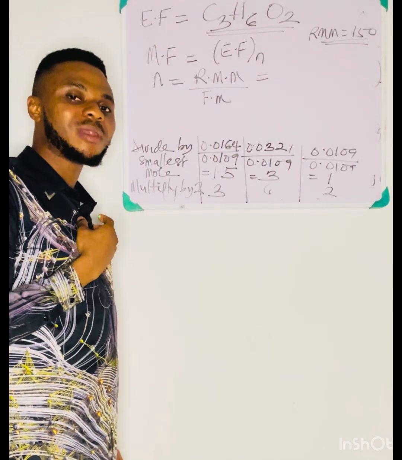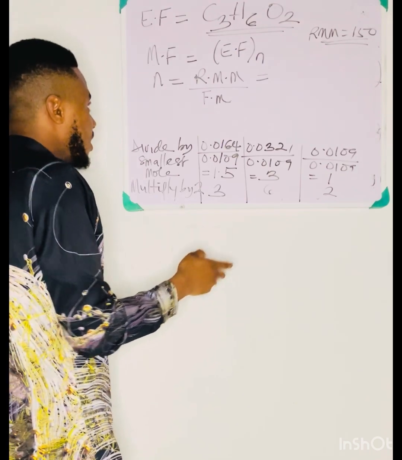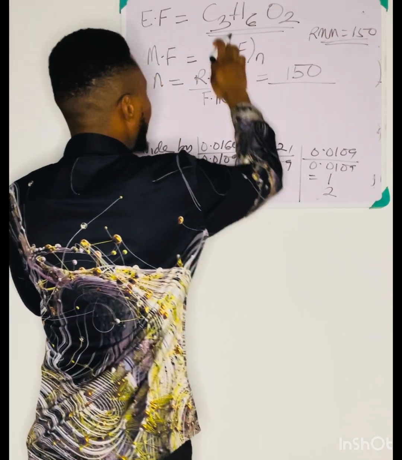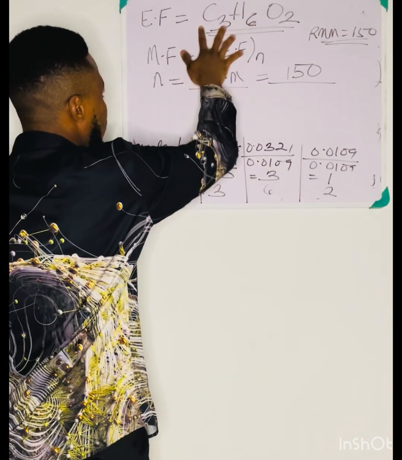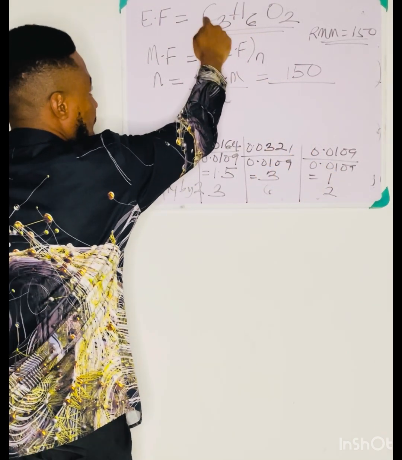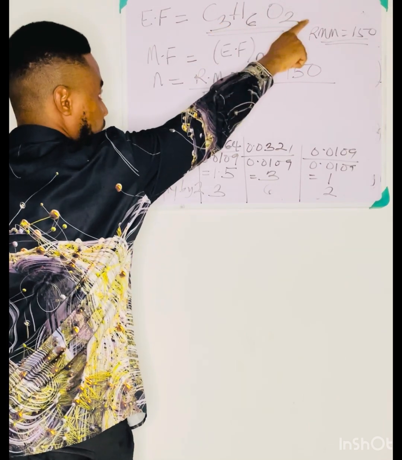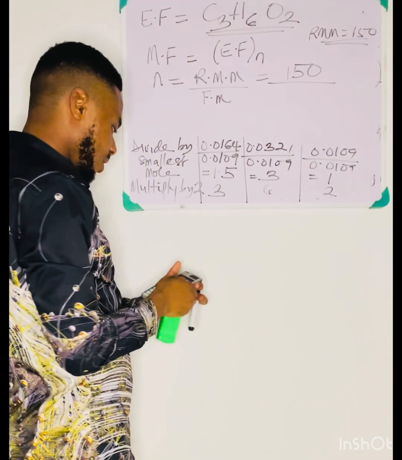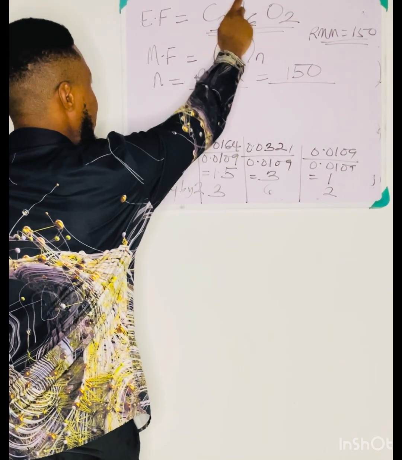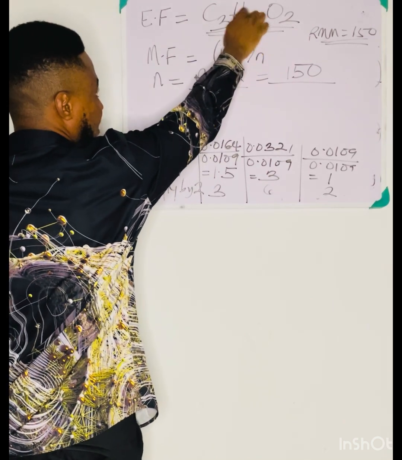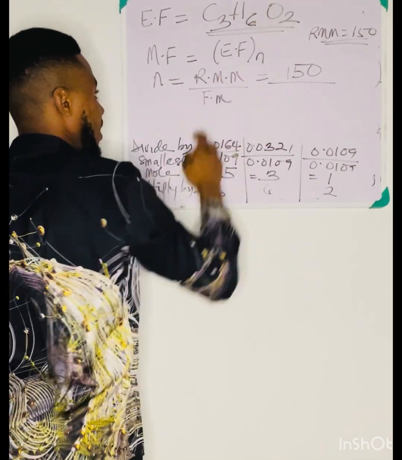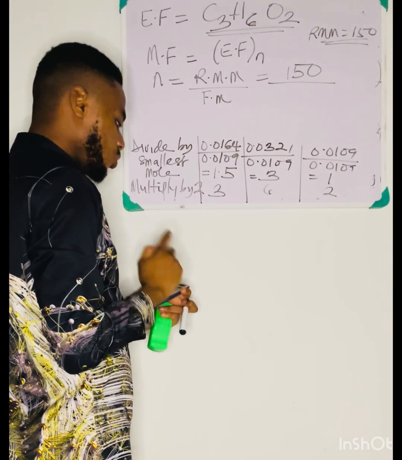Now, the next thing is to know what formula mass is. Formula mass is the molar mass of your empirical formula. So let us get the molar mass of the empirical formula, C3H6O2. Carbon is 12, and 12 times 3 will give us 36. Plus hydrogen: 1 times 6 is 6, so 36 plus 6, then plus oxygen, 16 times 2 is 32. So this will give us 74.